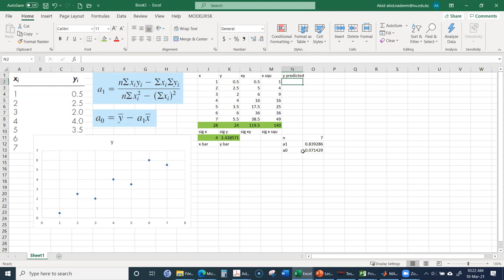So that will be a naught plus a1 x, okay? So that will be a naught is equal to this a naught value plus a1. I can fix this a naught value, and plus a1 I can also fix this value, times the value of x, so it will be 0.917014. And then I can add it.